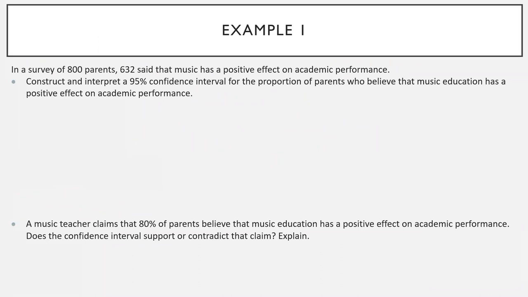So here's the first example. In a survey of 800 parents, okay? So this is about the children of parents anyways. But 632 of those 800 parents said that music had a positive effect on academic performance. So of their children, if they were playing music in the background, it had a positive impact on performance, or just in general, people who took a music education class, that it has a positive impact on academic performance. So let's construct and interpret a 95% confidence interval for the proportion of parents who believe that music education has a positive effect on academic performance.